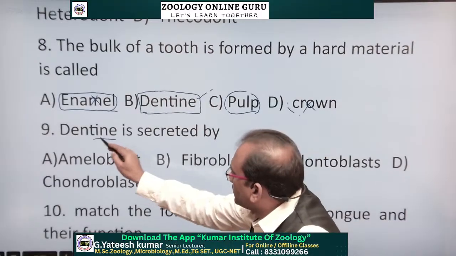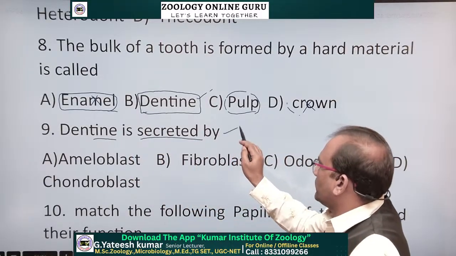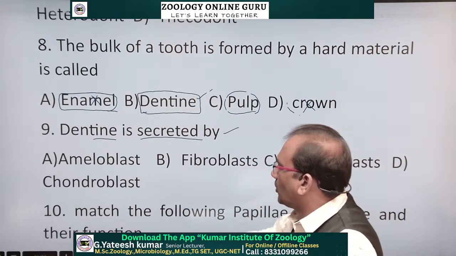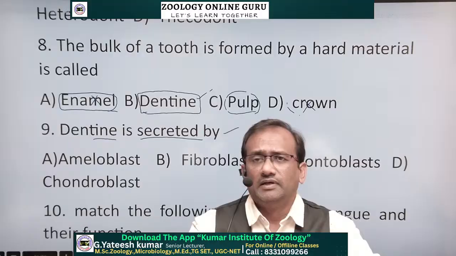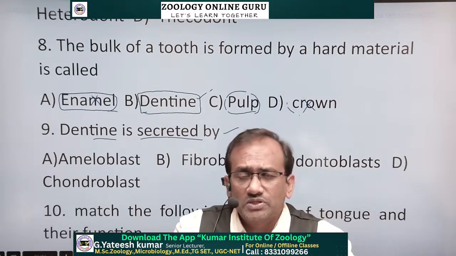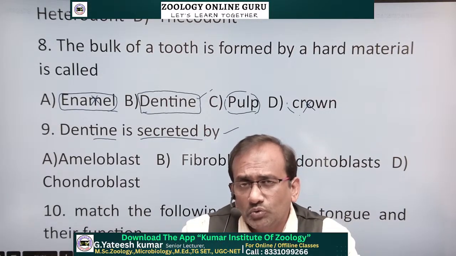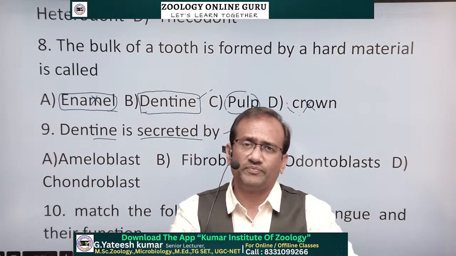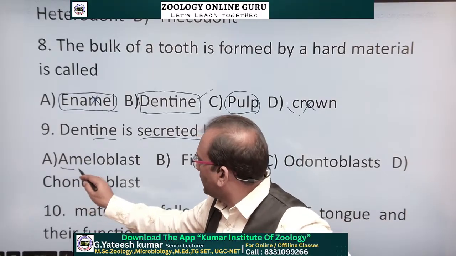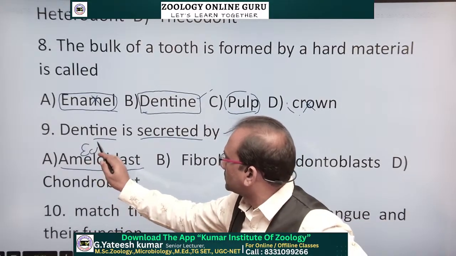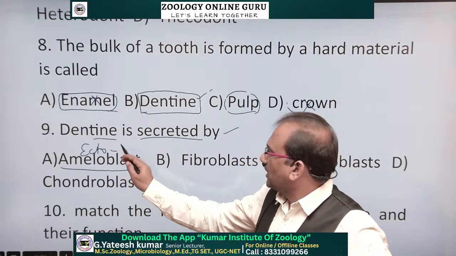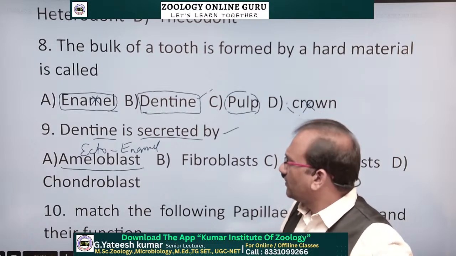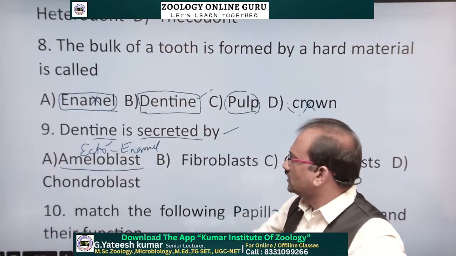Next, this dentine is secreted by what? Ameloblast, fibroblast, odontoblast, or chondroblast. The tooth is ectomesodermal in origin. The ectodermal part is the ameloblast part, which releases enamel. Enamel is created from the ameloblast, and it is ectodermal in origin.